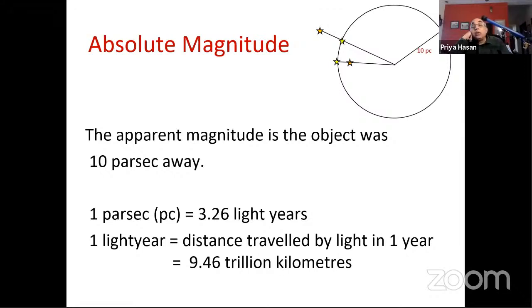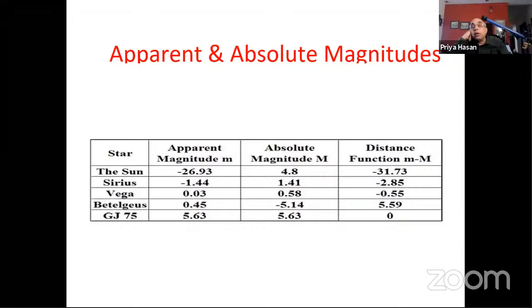Then you can actually say how bright or how faint one object is, why it is so bright, what energetic phenomena is going on, and what is leading to its brightness. Now this is a table which gives you apparent and absolute magnitudes. The Sun's apparent magnitude is minus 26.93, but its absolute magnitude is 4.8.